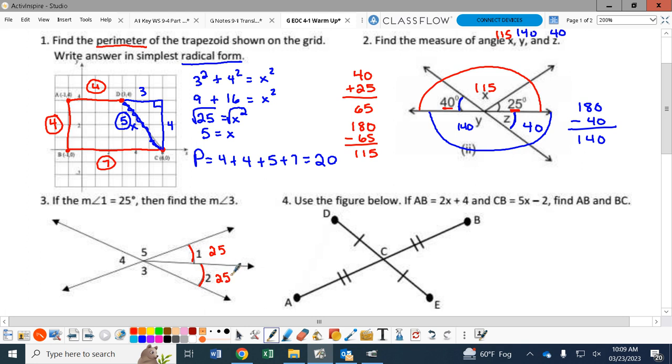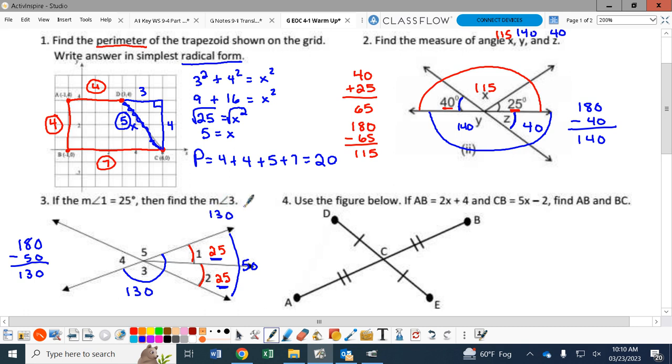We can use the idea that now we have a straight line. Let me change color to show you. This is a straight line, and every straight line is going to add up to 180. We already have the 25 and the 25. What's 25 plus 25? It's going to make this part 50. So what I need to know is what's left over for this amount. So I would do that 180 minus that 50, and that's going to leave me how much for angle 3? Yes, 130.